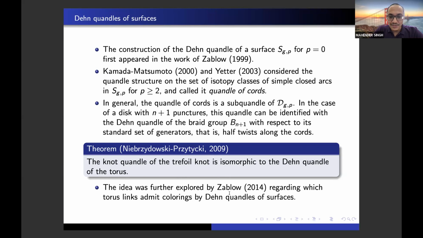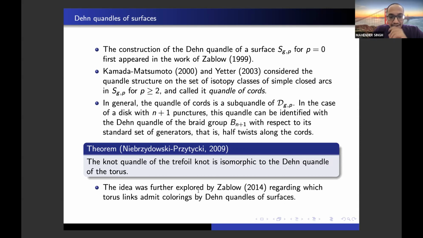So this was further explored by Zoe Zablo later on, where he showed that in fact this is really an isolated case. What he showed is that if you look at the family of torus knots of the form T(2,p), where p is not divisible by 3, then knot quandles of such torus knots do not have any non-trivial homomorphisms into Dehn quandles of surfaces. Okay. So this is really an isolated case.